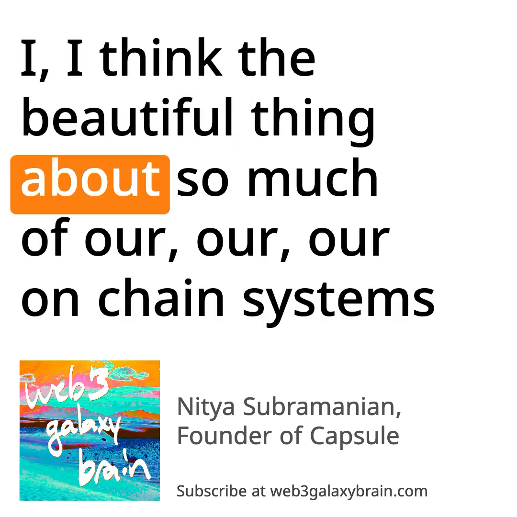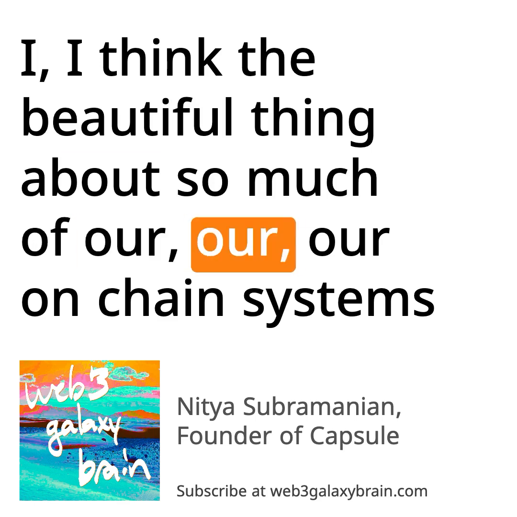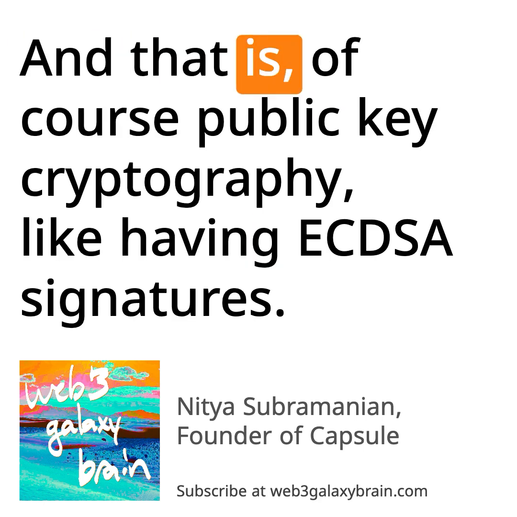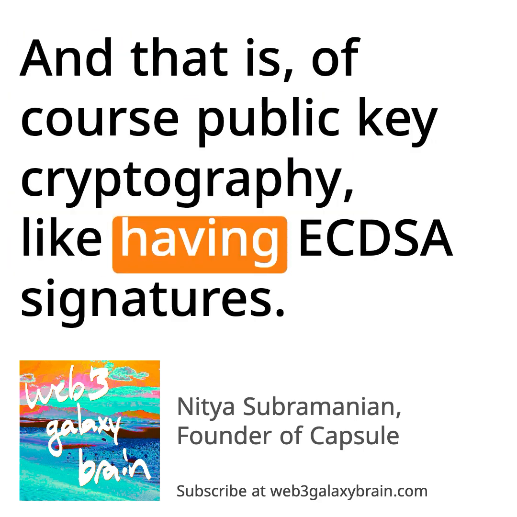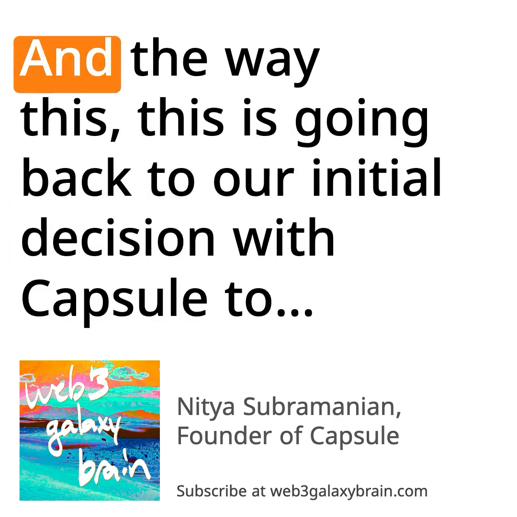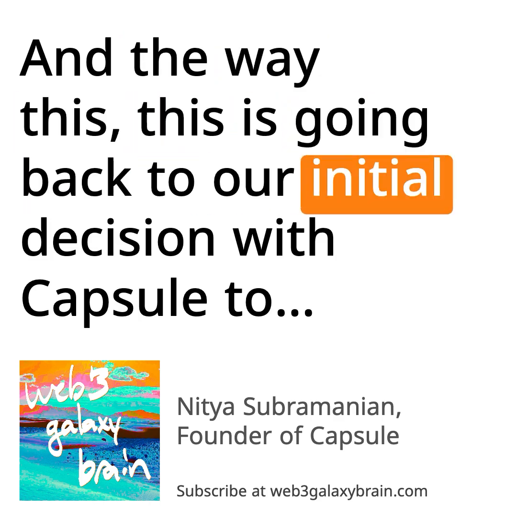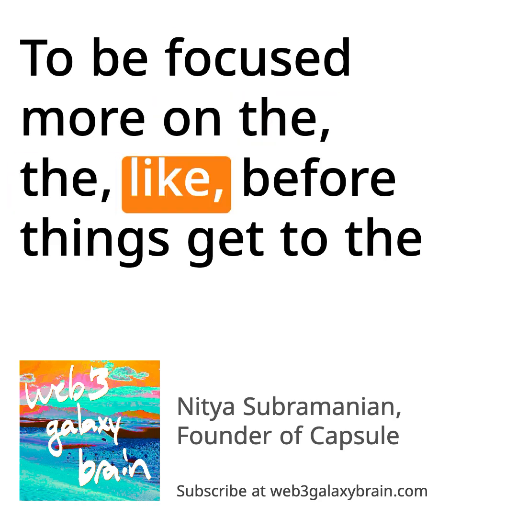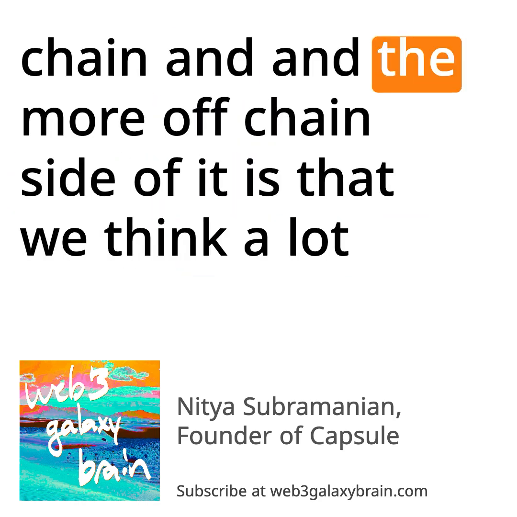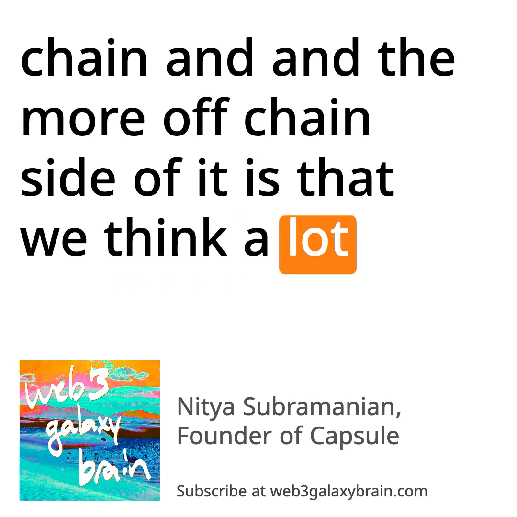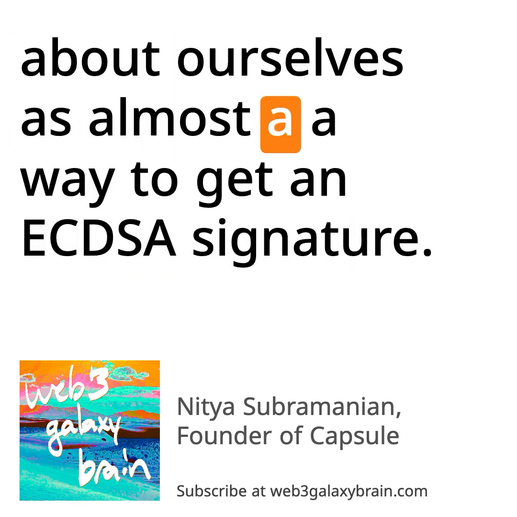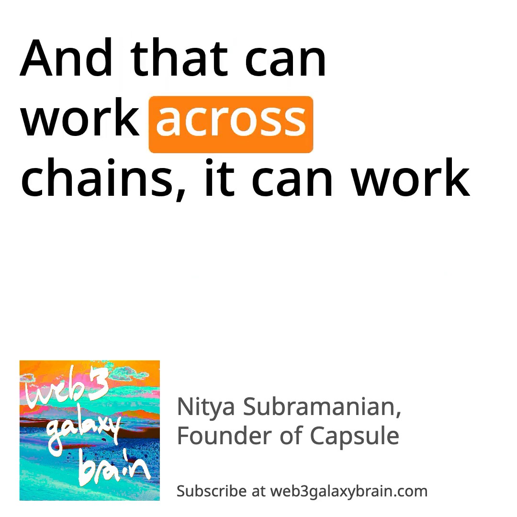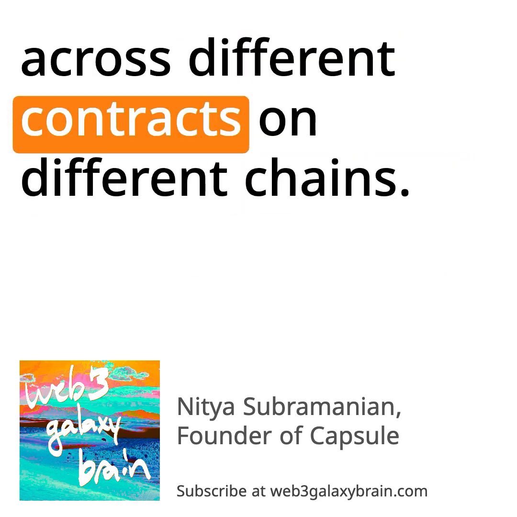I think the beautiful thing about so much of our on-chain systems is that they are based off of a cryptographic primitive. And that is, of course, public key cryptography, like having ECDSA signatures. And going back to our initial decision with Capsule to be focused more on the off-chain side, before things get to the chain, we think a lot about ourselves as almost a way to get an ECDSA signature. And that can work across chains. It can work across different contracts on different chains.